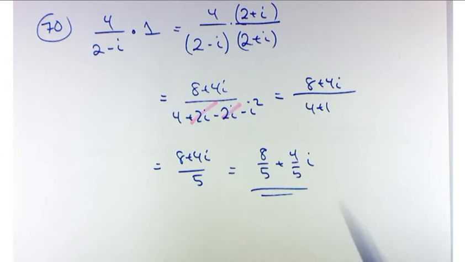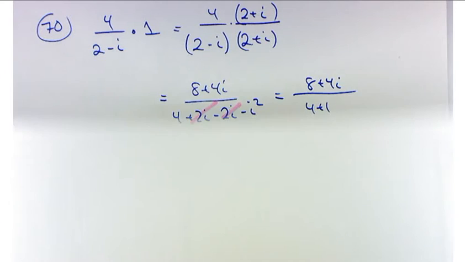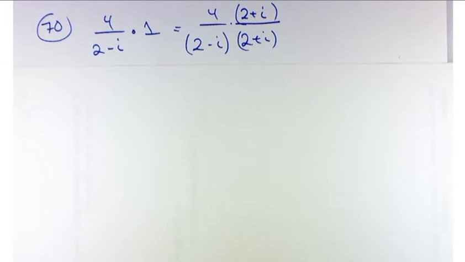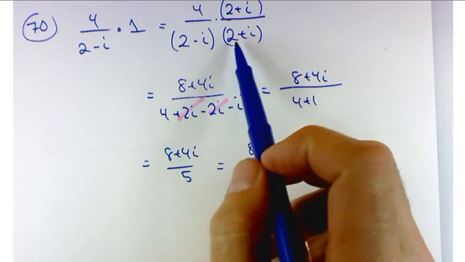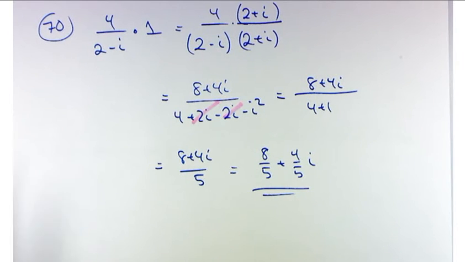I mean, if you at least wrote that much on a test, if I gave you problem number 70 on a test and you wrote that much, you get 1 point right there. Don't even have to do anything else. You're still going to get at least 1 point because you're recognizing you have to multiply by the conjugate. Let's try another one like that.